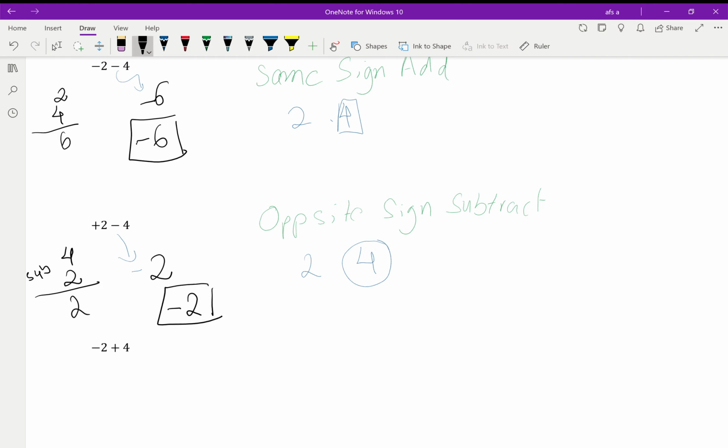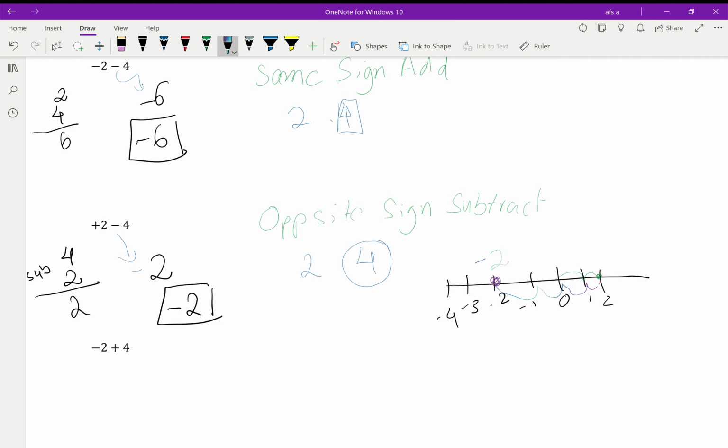If you like to think of it on a number line, this is what you're doing. You have a 1 and a 2, 0, and then -1, -2, -3, and -4. You start from the origin and move, and I'm going to do this with a different color pen. You move here to the +2, and then you're taking away 4. So you go to the left 4: 1, 2, 3, and 4, and you end up at a -2.